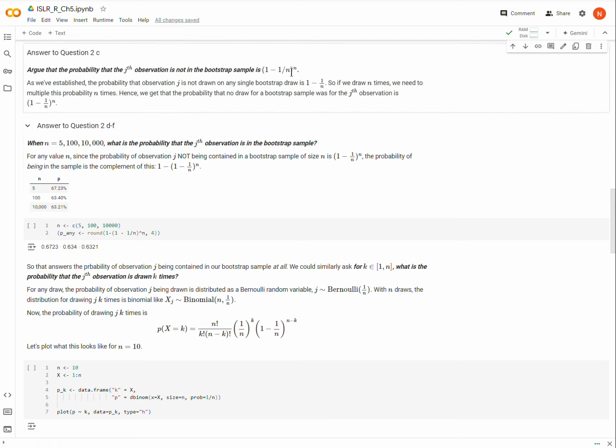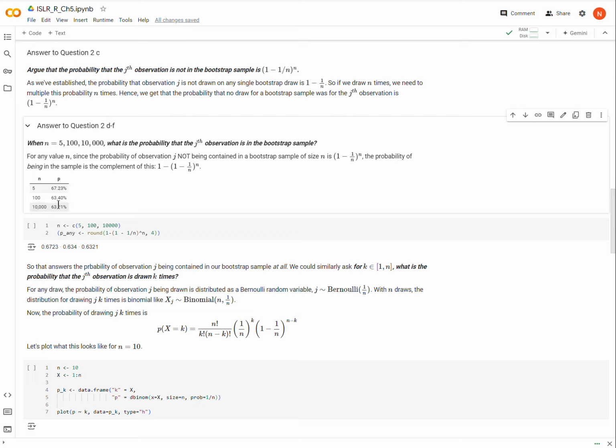It's this. So that means that the probability that j is in the sample is simply 1 minus this. So this becomes our expression: it's 1 minus the probability that j is not in the sample. It's just the complement of not being in the sample. And so we can go through and plug in into this sample right here.